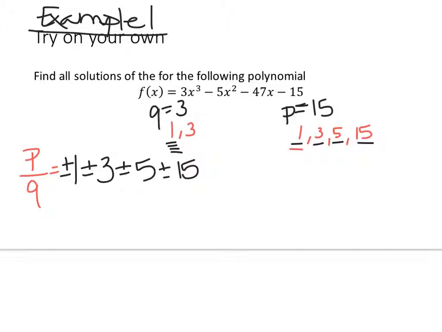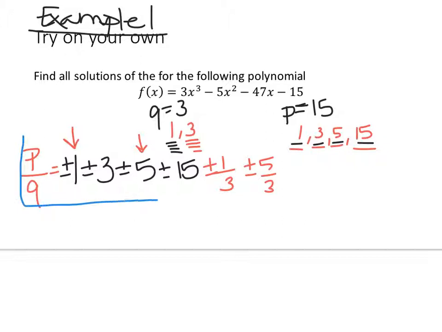Now I'm going to do the same thing over 3. 1 on top of 3 is 1/3. 3 on top of 3 is 1, which is already in my list, so I don't need to write it again. I have 5 over 3, which is 5/3. Then 15 over 3 is 5, which is again already in my list. So this list is all of my possible factors, and this is what I'm going to start dividing by using synthetic division.